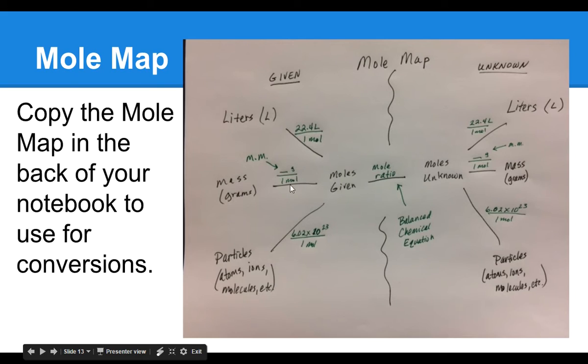I'm going to show you some examples. Same thing with particles. Particles to moles, you're going to use this, but it's going to be flipped because particles are going to be on the bottom. So the 6.02 times 10 to the 23rd will be on the bottom, and the moles will be on the top.